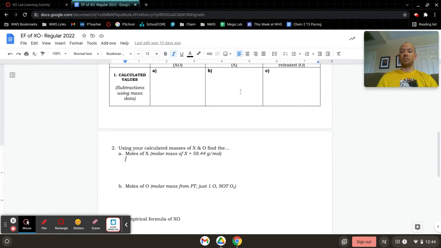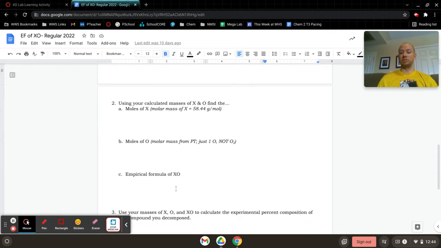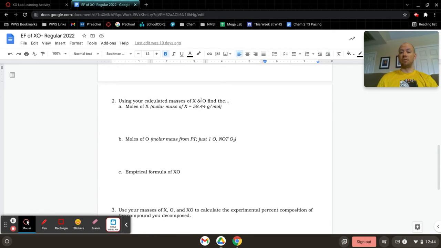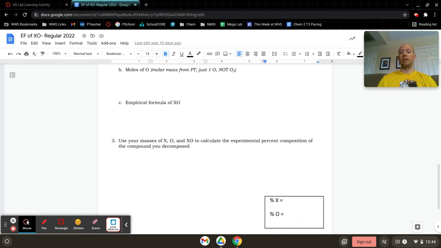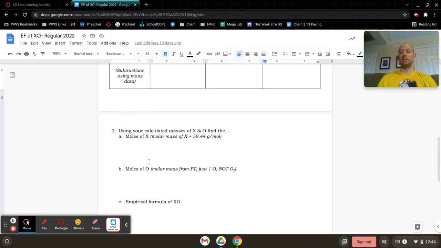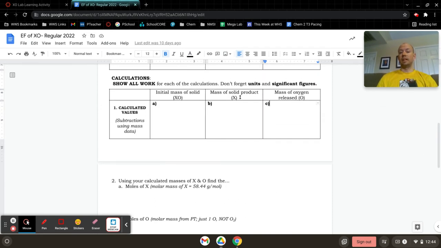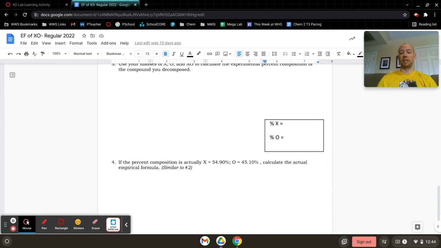Down here, I was just using my grams of this to moles, my grams of this to moles, and it tells us what to use there. And then I should have moles of both of those, and I should be able to do a mole ratio, divide by the smallest number of moles. For the percent composition, we are just thinking the amount of X over the whole amount, the amount of O over the whole amount. So we're using those same numbers again.